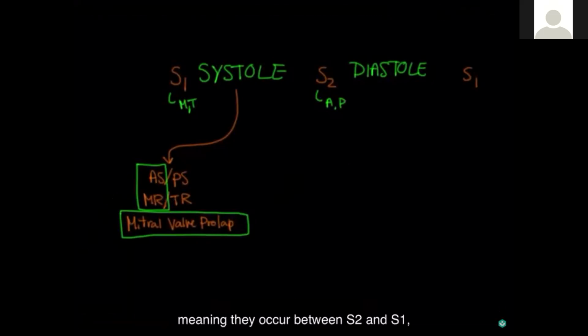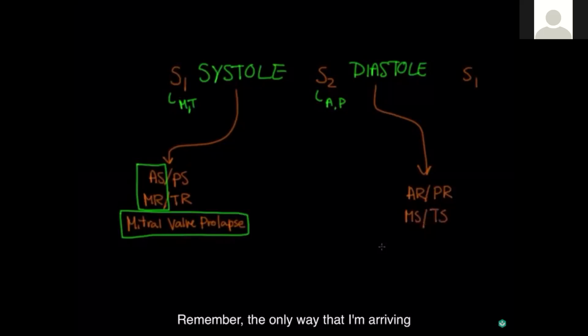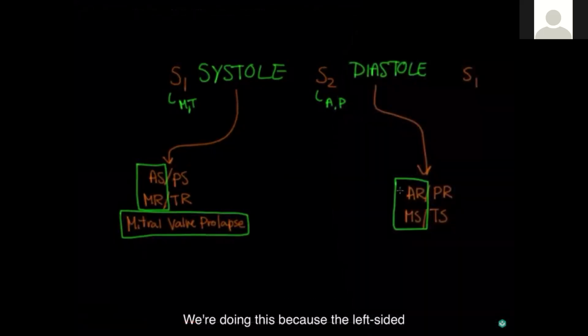Now for diastolic murmurs, meaning they occur between S2 and S1, these are going to be aortic regurgitation or pulmonic regurgitation, and mitral stenosis and tricuspid stenosis. And remember, the only way I'm arriving at these names and when these murmurs occur is based on which valves should be open or which valves should be closed. And we're doing this because the left-sided valve problems are generally much more common than the right-sided valve problems.